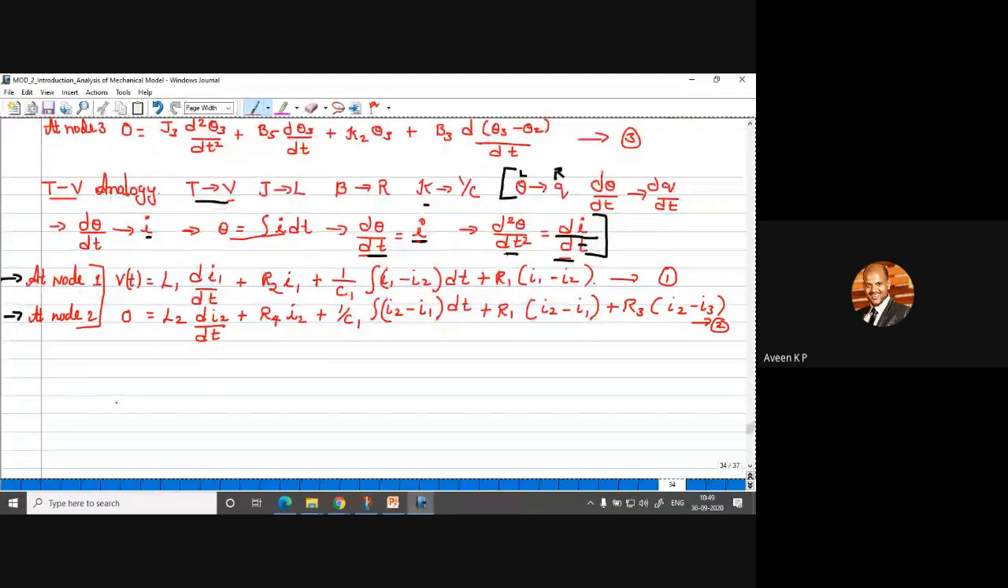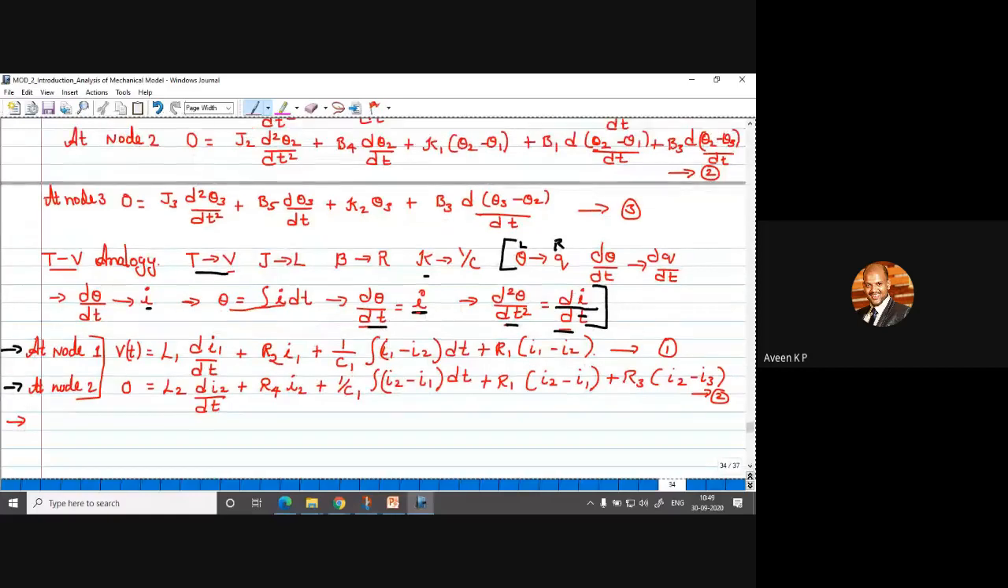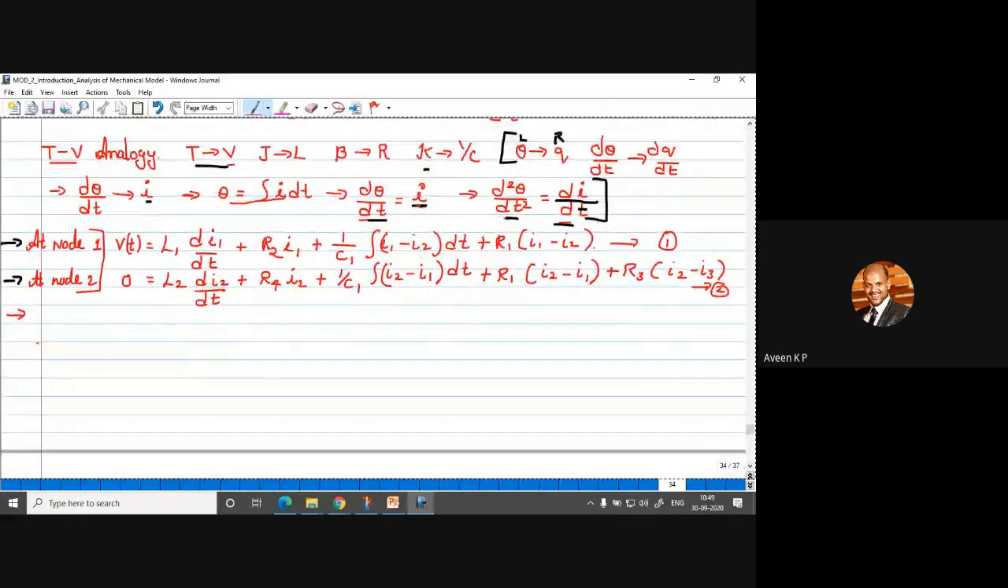See, equation 3, so please write on your own. It will be an assignment. Please do that. Let me continue with the network diagram.